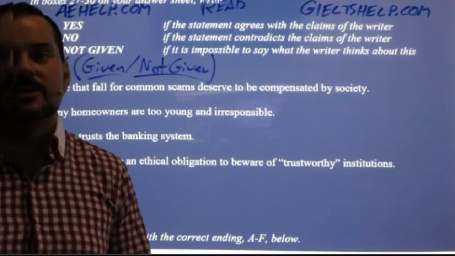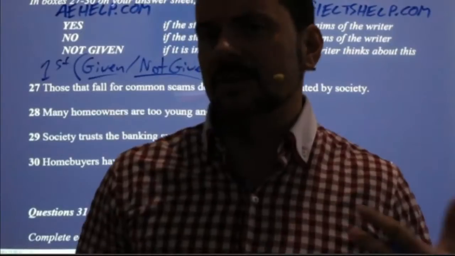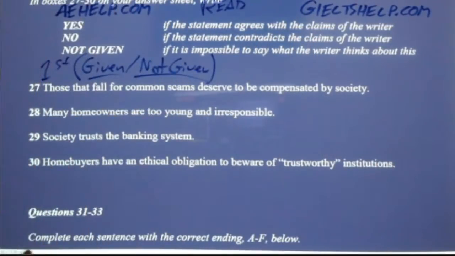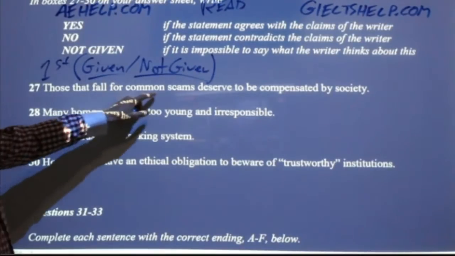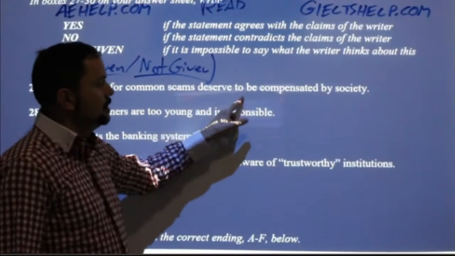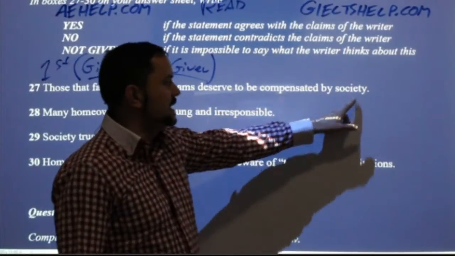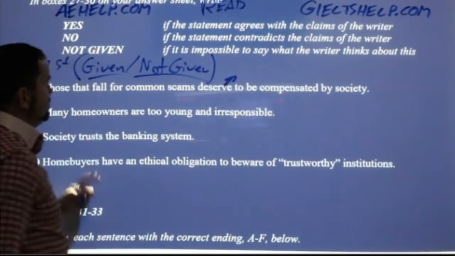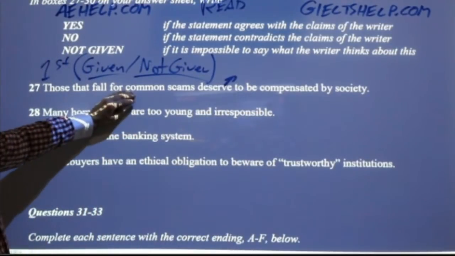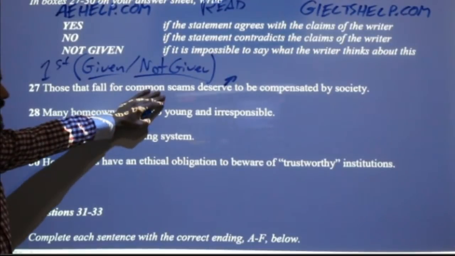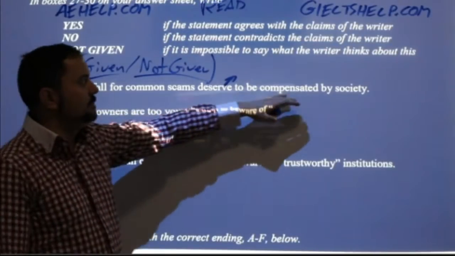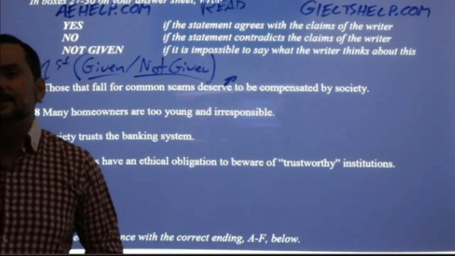Tiger World is saying that, yeah, one way to the 700 words, right? So is it important for this topic, for this essay? Okay. So those that fall for common scams deserve to be compensated by society. So is it important to know that people who fall for everyday scams, tricks, and lose their money deserve to get money back from society?